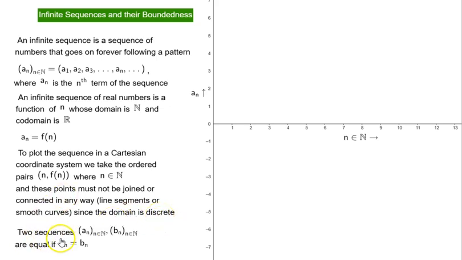Just remember, two sequences a sub n and b sub n are equal if a sub n is equal to b sub n for all n. Here, a sub 1 is equal to b sub 1, a sub 2 equal to b sub 2, and so on.